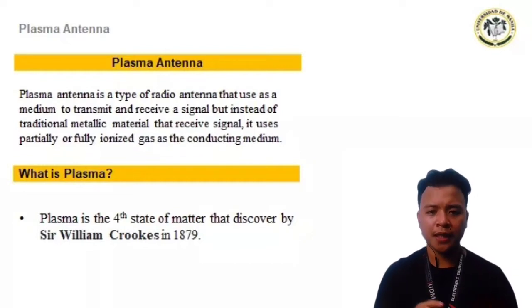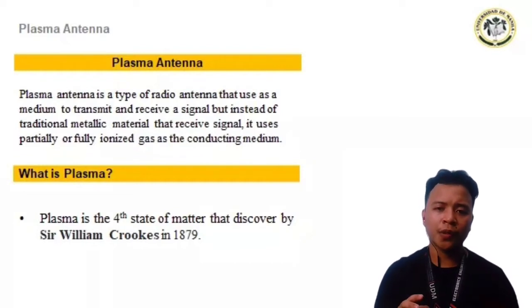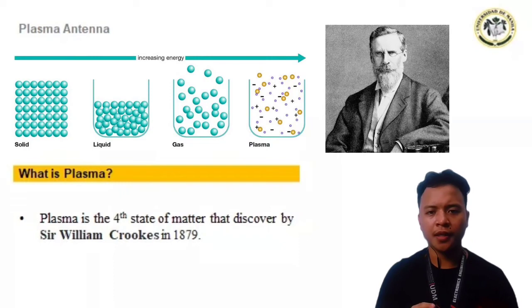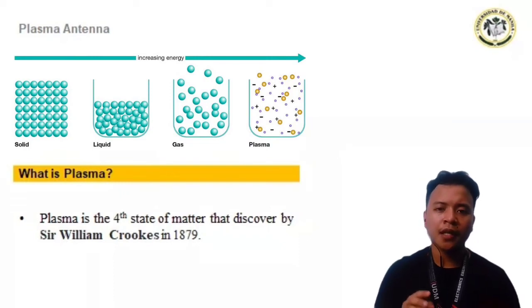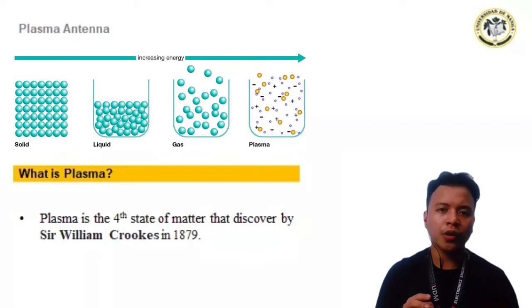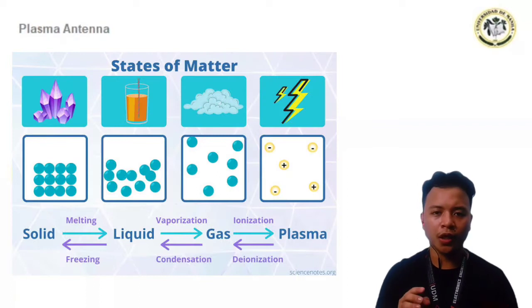Before we go further into plasma antennas, let's define and know first the basic construction of plasma. Plasma is the fourth state of matter, discovered by Sir William Crookes in 1879. For instance, when ice is sufficiently heated, it melts into water. It has therefore gone through a different state, from solid to liquid.